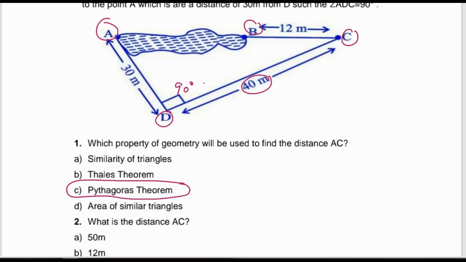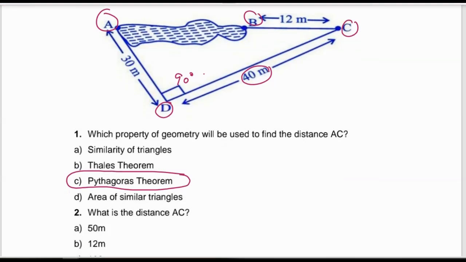Next is, what is the distance of AC? We have to find the distance of AC. So how do we find it? By using Pythagoras theorem in triangle ADC, we'll just draw a triangle ADC. Here C, the 90 degree is at D, and here it is A. So it is 90 degrees.